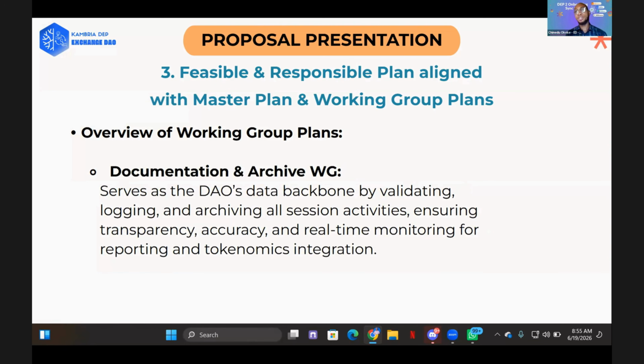Then the next is the Documentation and Archive Working Group. So I'll be calling on Mr. Amit Saha to speak on this. Mr. Amit, your turn.